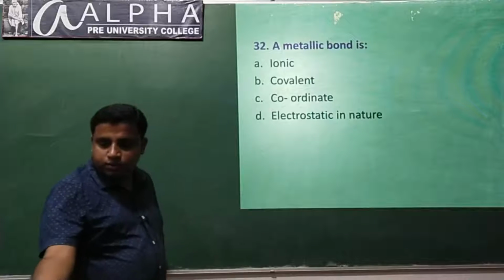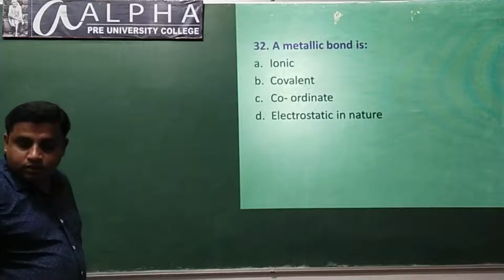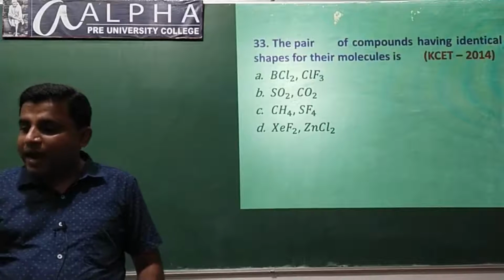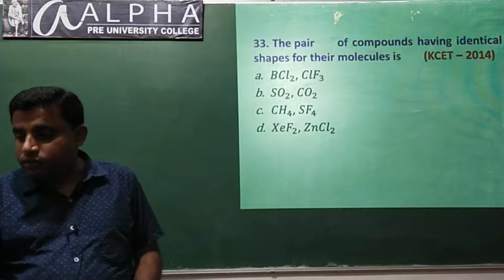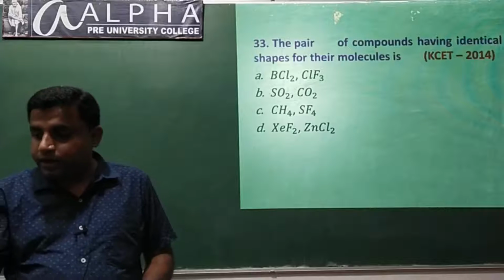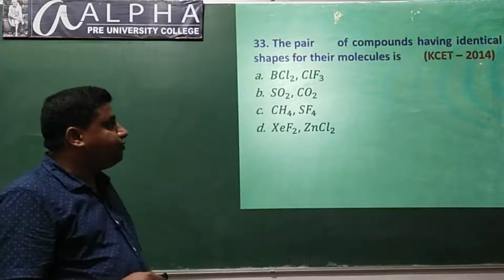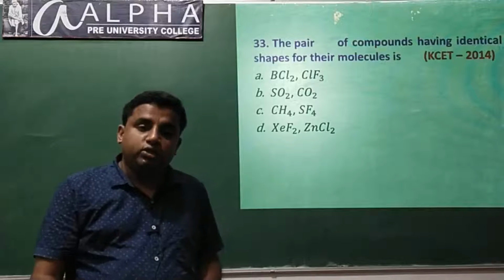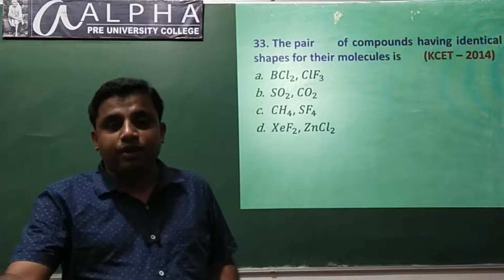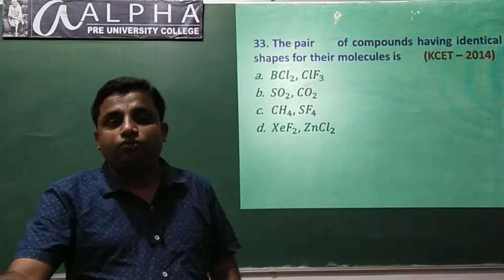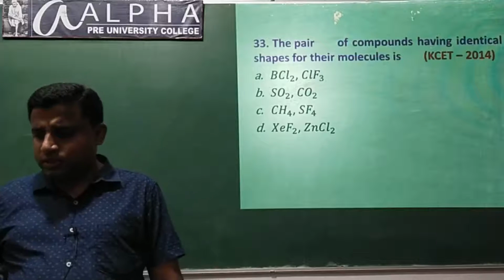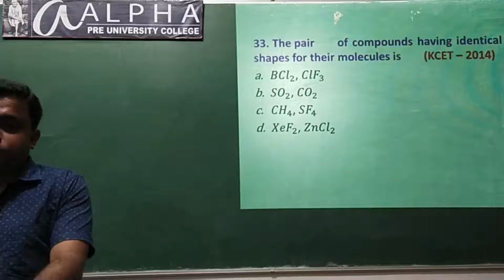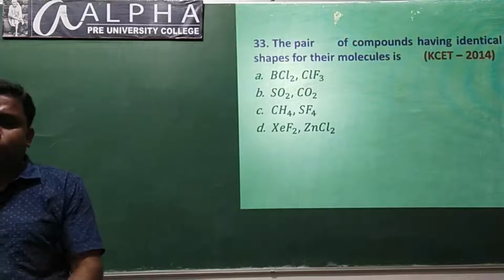Next question, students. The question says: the pair of compounds having identical shapes for their molecules is... Look here, it has been asked in Karnataka CET 2014. So those students who are preparing for the CET examination, you have to stress on these type of questions a lot. The question is the pair of compounds having identical shapes.